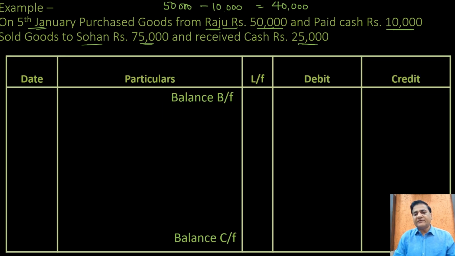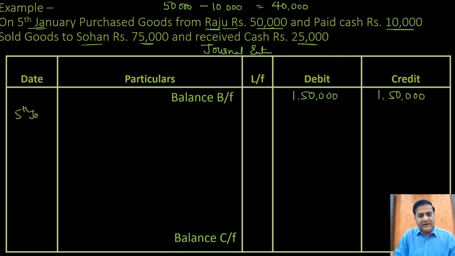Again, the format of our journal entries. And the total in the previous page was 1,50,000. So I would say the balance which has been brought forward is to the tune of 1,50,000. And the transaction is on 5th of January. So I would be writing the date here, 5th January. I would say purchase of goods from Raju, which means purchases account debit. How much is that? 50,000.